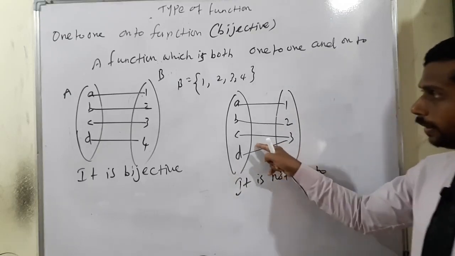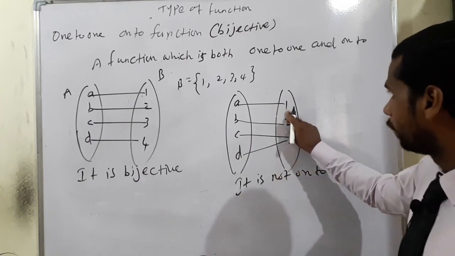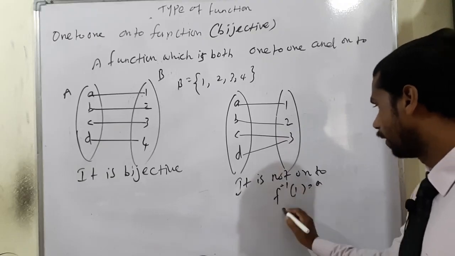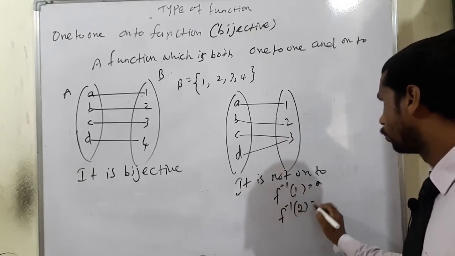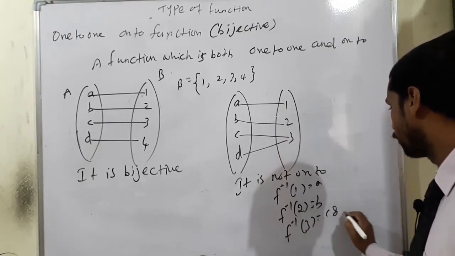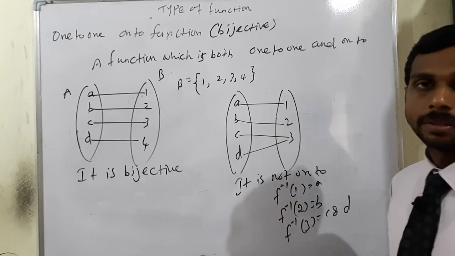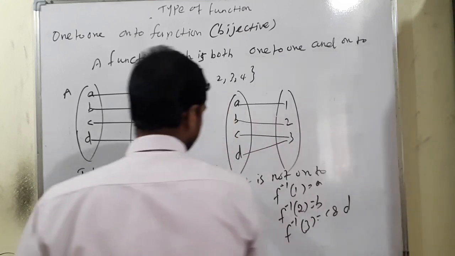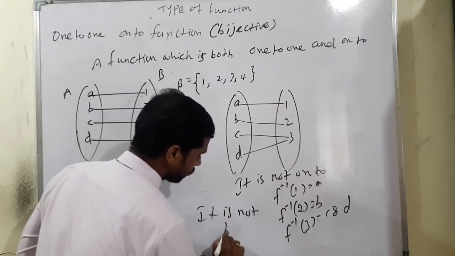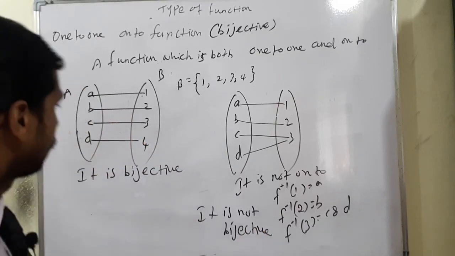But whether it is onto, yes, sure, it is onto. Therefore, how to make the pre-image? F inverse of 1 is equal to A, F inverse of 2 is equal to B, at the same time F inverse of 3 is equal to C and D. We can say it is onto. But if anyone is not satisfied, we can say it is not bijective.